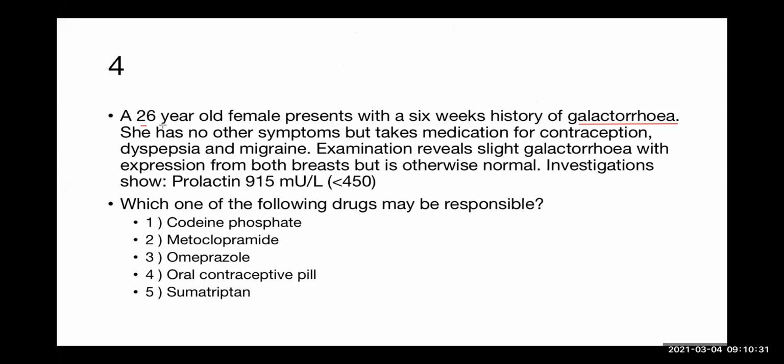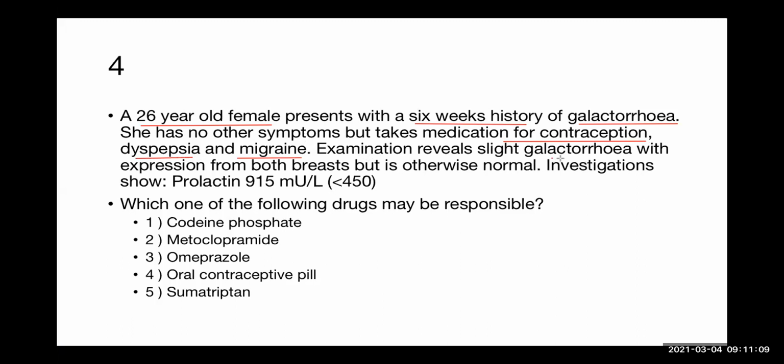And look at the age of the female, 26-year-old, and there is a 6-week history. She has no other symptom but takes medication for contraception. So she is having some drugs for contraception purposes. She is also taking medicine for dyspepsia and migraine. Now, dyspepsia is another term for indigestion. It is a very vague symptom. In this dyspeptic symptom, the patient may complain of abdominal pain here and there. They may complain of belching and indigestion.